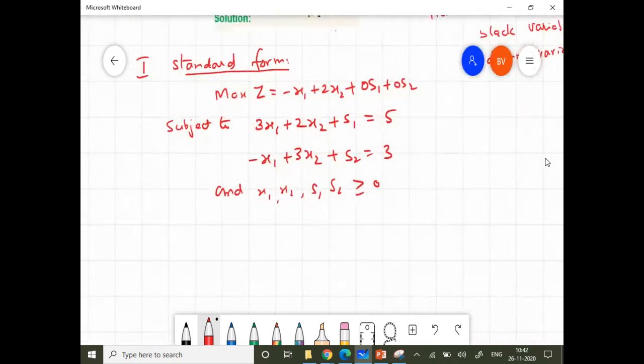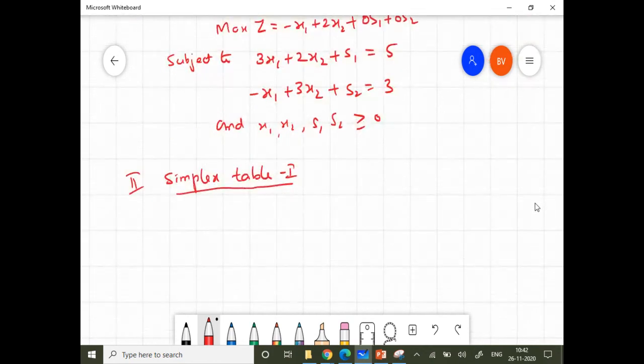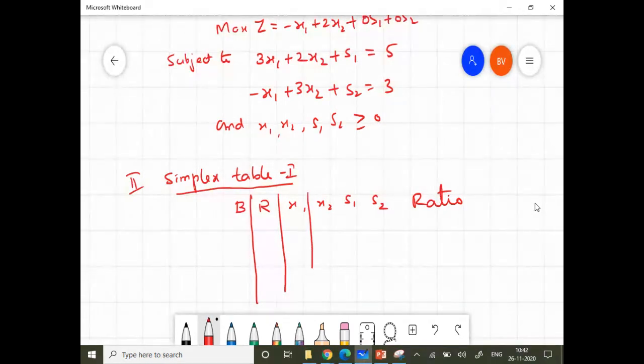Now the first step is done. Second step, simplex table 1. Put these values in the table, okay? And you should remember the titles of the table. First B, next R, and how many variables are there here? X1, X2, S1, S2. That's it. And finally, the ratio column. Ratio column is possible only when there is a negative in the Z column. So these are our column titles.